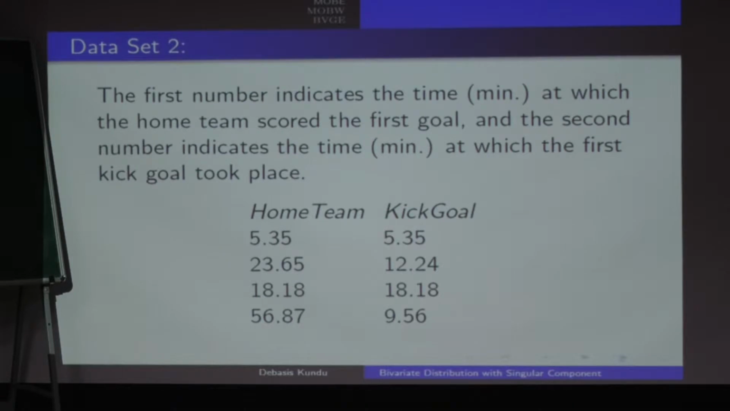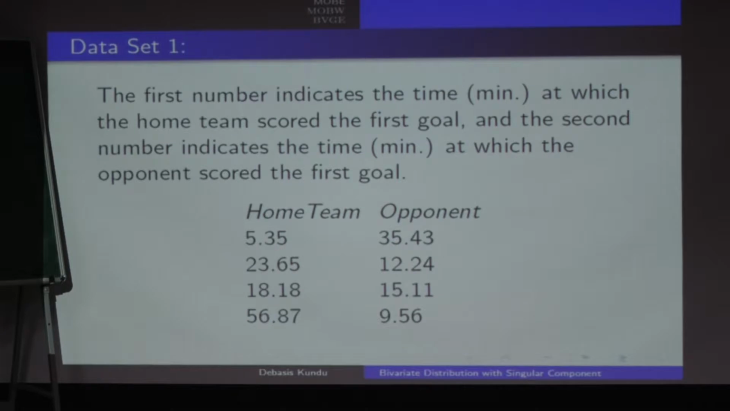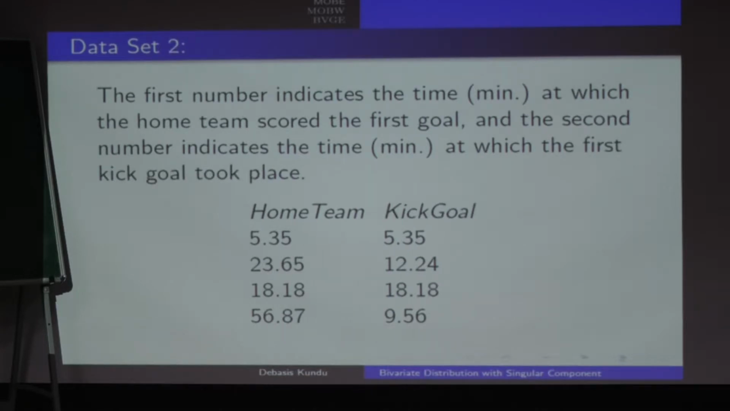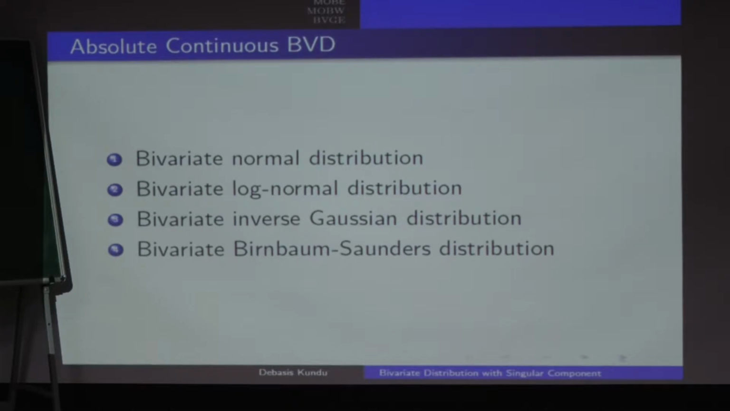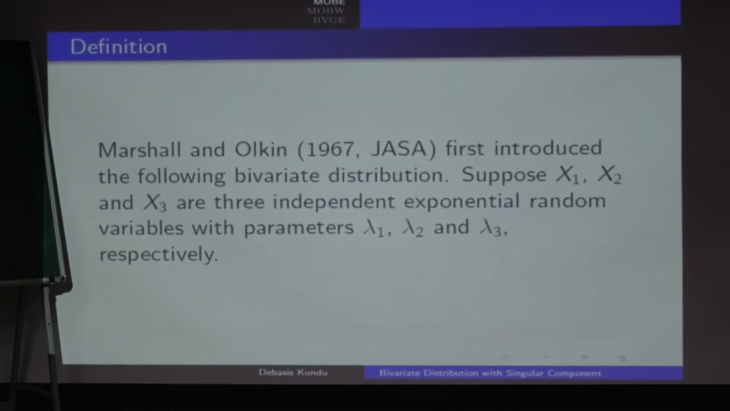So that is precisely what I am trying to say. The main difference between these two is that here I know probability X equal to Y is 0. It cannot be equal. But in this case, there is a positive probability, and therefore I cannot use the standard bivariate absolutely continuous distribution, where I know that probability X equal to Y is equal to 0. Fine? So that's the reason we have to go beyond that. And that's what Marshall and Olkin introduced. And as I said, the idea is very simple.